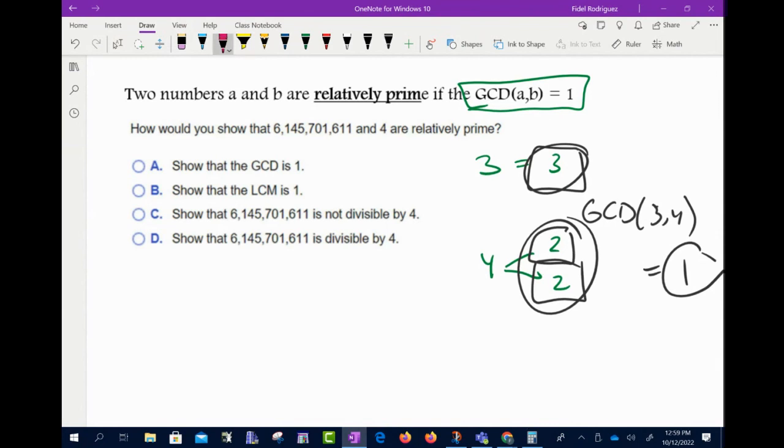So this question here, it's kind of a gimme question, but it's kind of confusing at the same time. It says, how would you show that this number right here, this looks like 6,145,701,611, and 4 are relatively prime. I say it's kind of a give me problem, because it tells you right here above, 2 numbers are relatively prime if their greatest common divisor is 1. So what we would have to do, we would have to show that the greatest common divisor is 1. That's all it's really telling me there, okay?